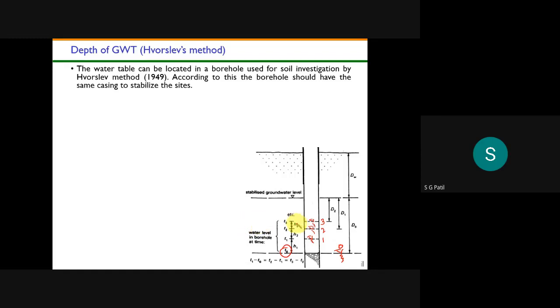depth of water table? I should know. These are all temporary, so these will fluctuate. Sometimes they will go up, sometimes they will come down. That's why I need some constant depth of water table. To find that out, first you take all the three measurements you have done.